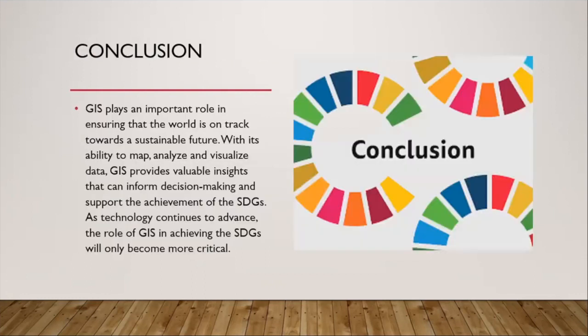In my conclusion, we see that GIS plays a very important role in ensuring that we are on track towards a sustainable future. It's only by using GIS that we are able to visualize data, and map everything and anything at any time. GIS can help provide valuable insights that can make informed decisions and support the achievement of the SDGs. So as technology continues to advance, we cannot do away with GIS.